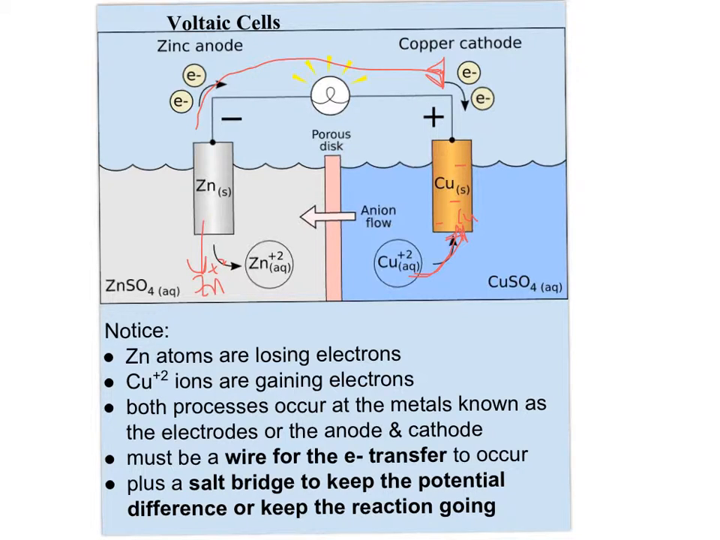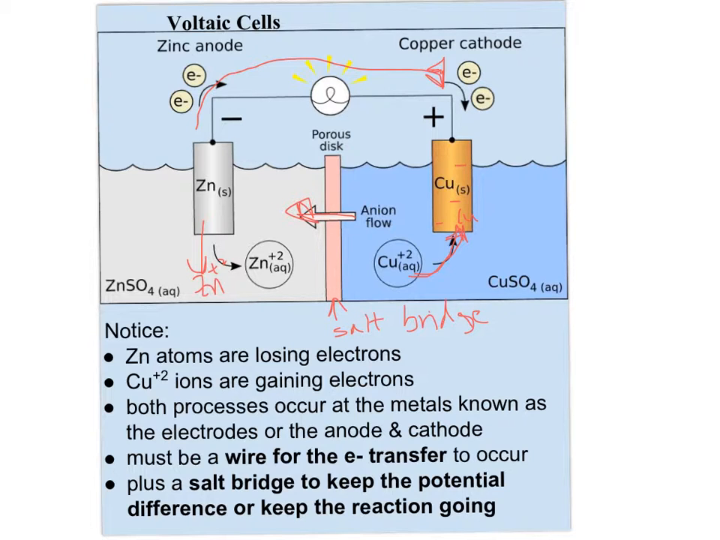So again, with all this charge moving, very quickly there'd be no potential difference. So there is what's called this porous disk here, or this is more commonly known as the salt bridge. And what the salt bridge allows for is for these ions that aren't involved, anions and cations that aren't involved, to flow the opposite way. As electrons leave the zinc side, anions flow in to replace them.